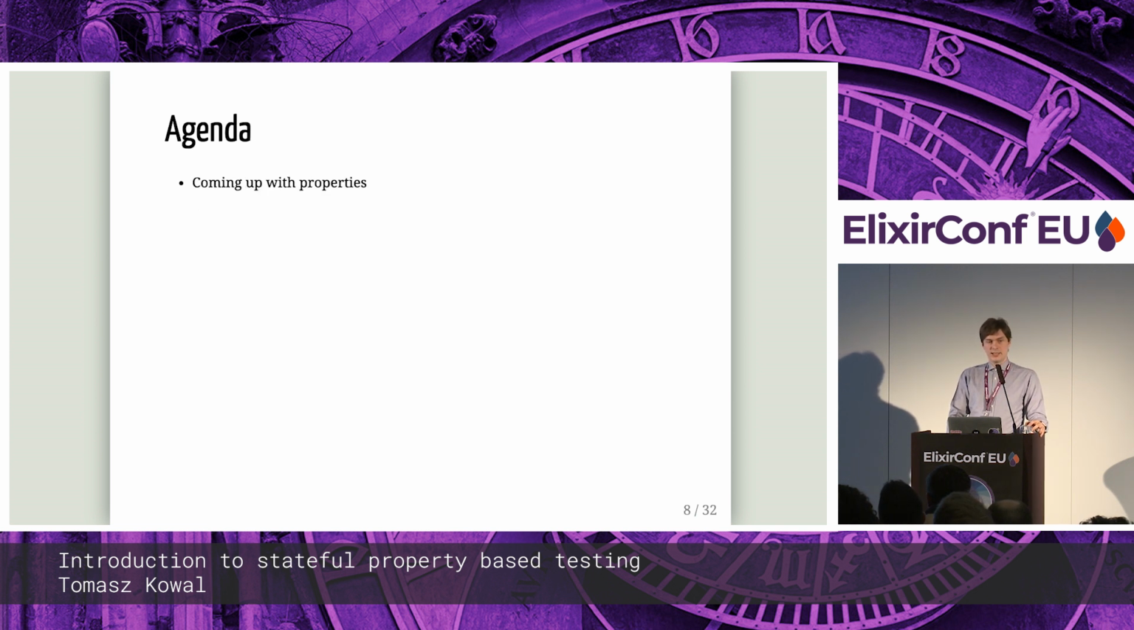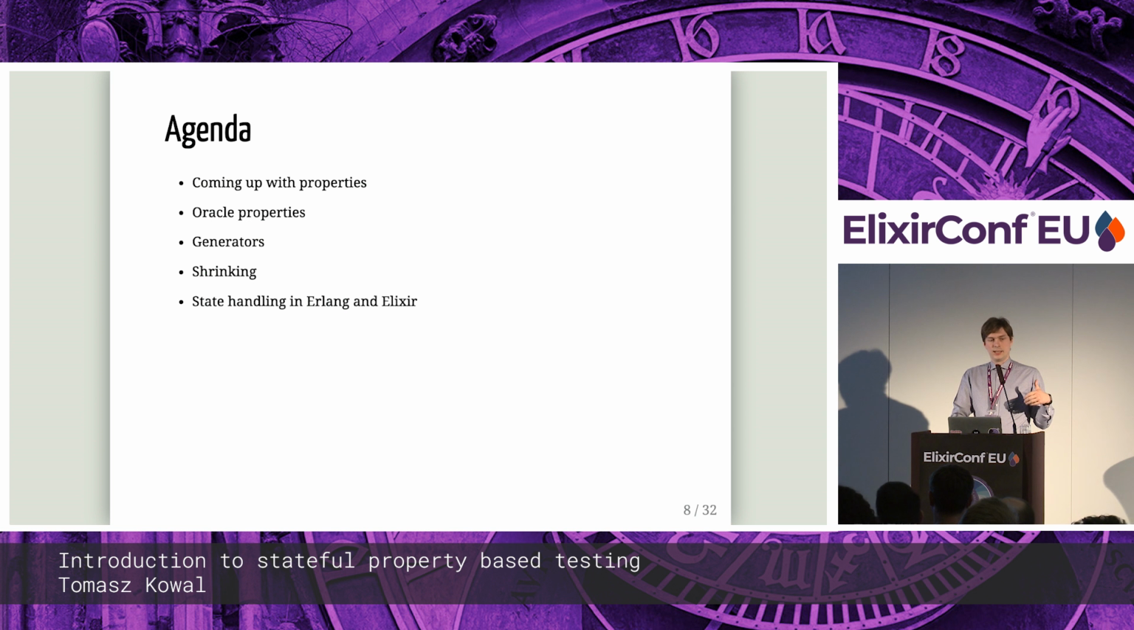The agenda is that we will talk a little bit about basics, because we need to establish some common language. So we will talk about coming up with properties, about Oracle properties. Then we will jump to generators and shrinking. Then we will discuss how we handle state in Erlang and Elixir. And all of those might seem unconnected, and it will be a little jumpy.